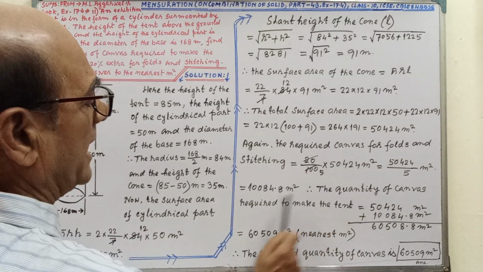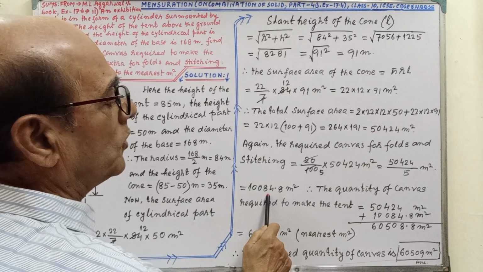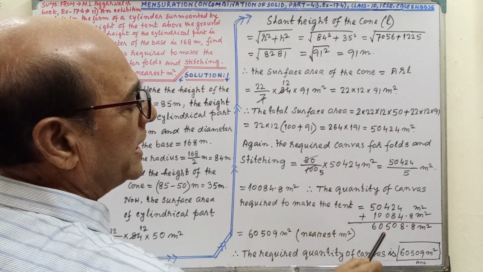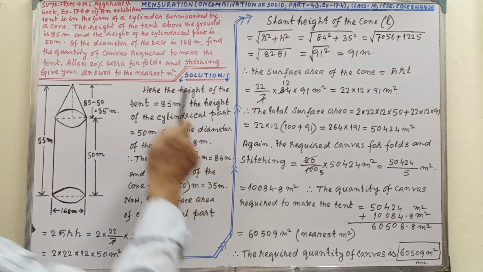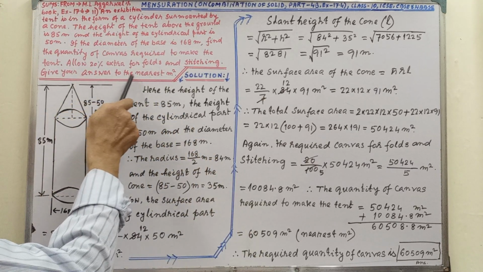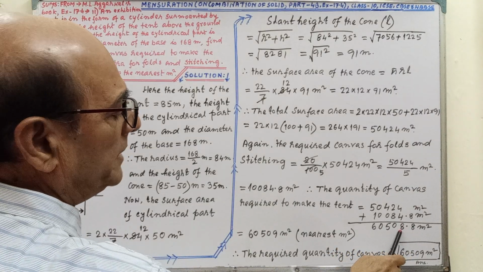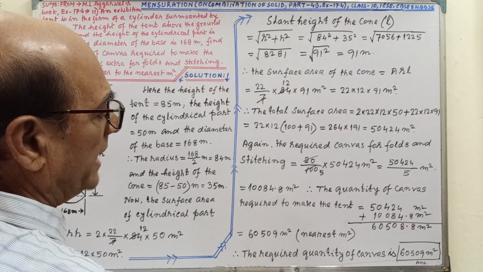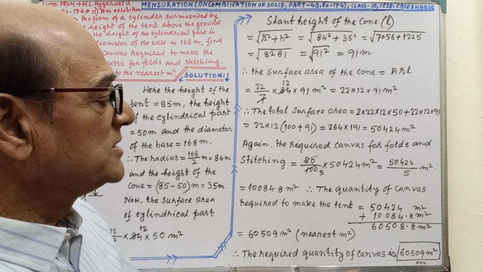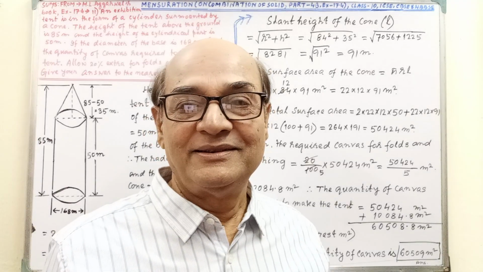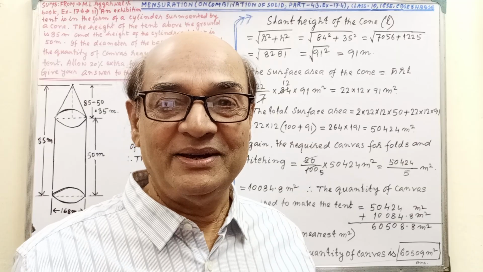Therefore the quantity of canvas required to make the tent, that is for surface area, and this is for folding and stitching. By adding we are getting 60509.8 meters square. The answer here is given to the nearest meter. It is 0.8, so more than 5, so it will be 9. So 60509 meters square, that is to the nearest meter square. Therefore the required quantity of the canvas is 60509 meters square. The sum is very simple, but calculation you have to do attentively. Okay, thank you everybody.